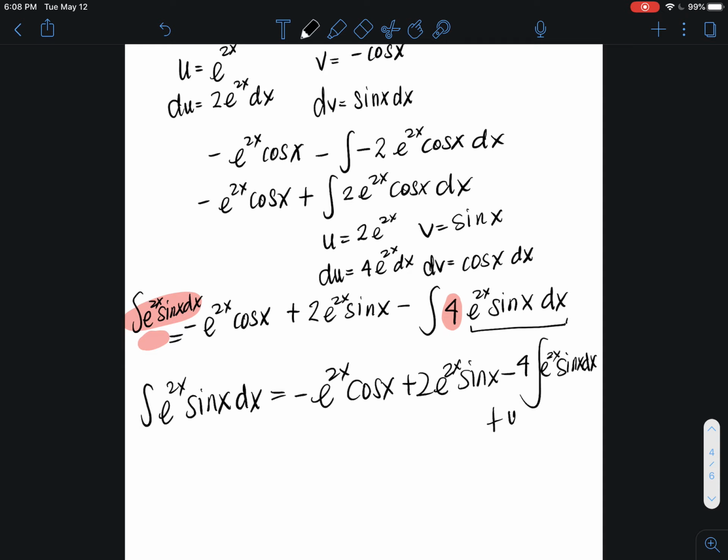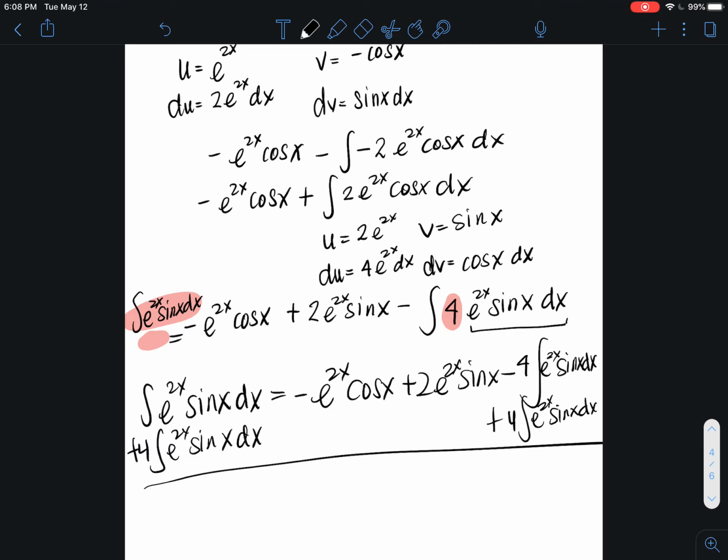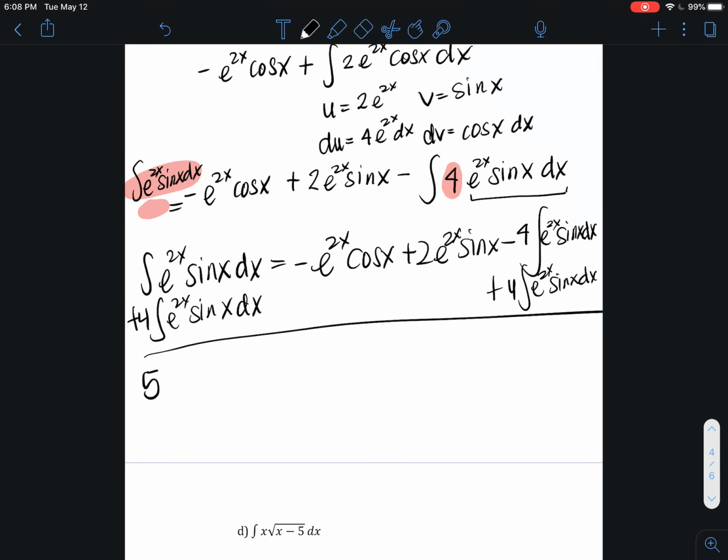So I'm going to add 4 times the integral of e to the 2x sine x dx to both sides. So that gives me 5 times the integral of e to the 2x sine x dx equals negative e to the 2x cosine x plus 2 e to the 2x sine x.